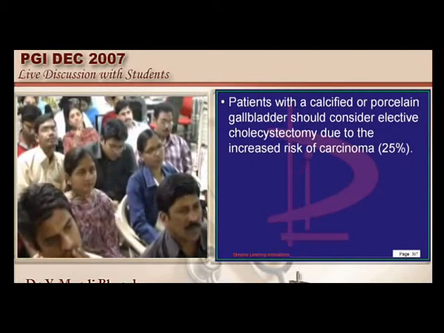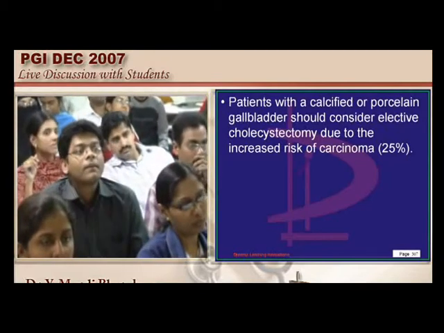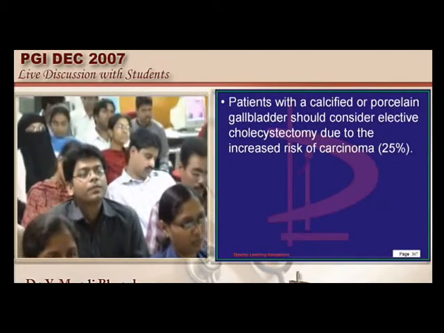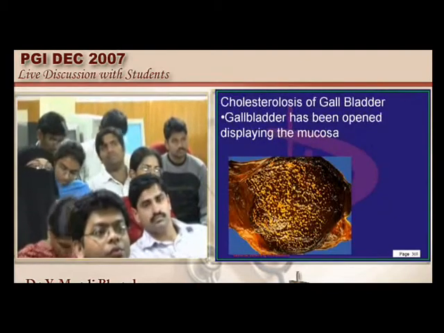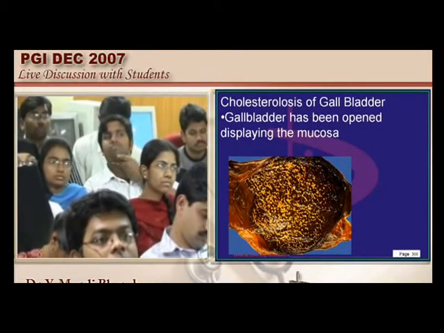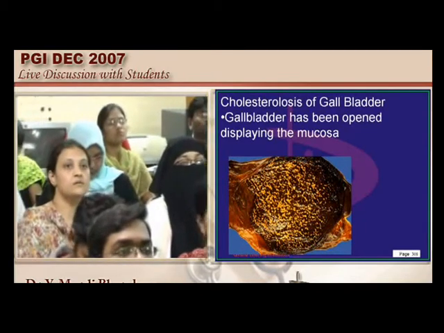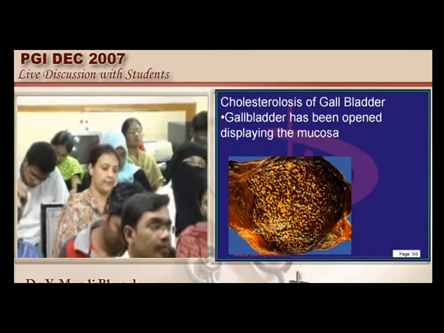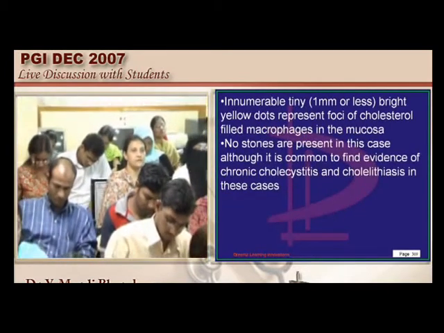Now another common question, porcelain gallbladder. Is it an indication? Very much, because it increases the risk of gallbladder cancer. How about strawberry gallbladder? What is the other name given for it? It is also called cholesterolosis of the gallbladder. It is a very benign condition, no clinical significance at all. That is the reason it is not an indication for cholecystectomy, is what I would like to underscore.